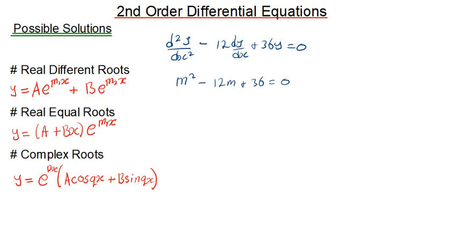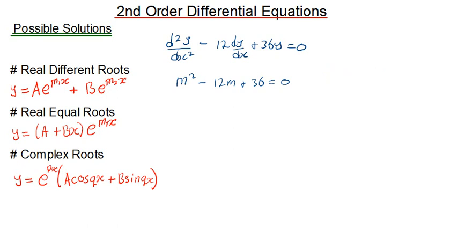Okay, so now we just have to factorize. The product is 36, the sum is 12. Two numbers, I multiply them, I get 36. That's negative 6 by negative 6. I add them, I get negative 12.